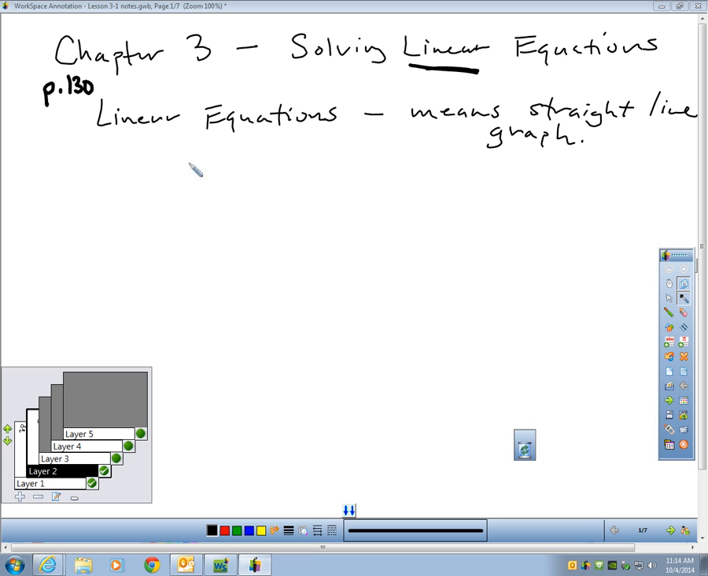When you think of the word linear, you can see the word line in linear. So a linear equation is an equation that when we graph it is going to produce a straight line.